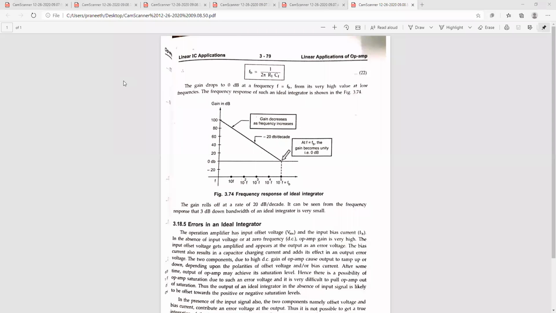Okay, so this is about the ideal integrator. There are some errors regarding this ideal integrator. Let us see those errors in the next class, and that's why we add a small compensation circuit, which we call a practical integrator. That we'll see in the next class. Hope the class is clear for you.